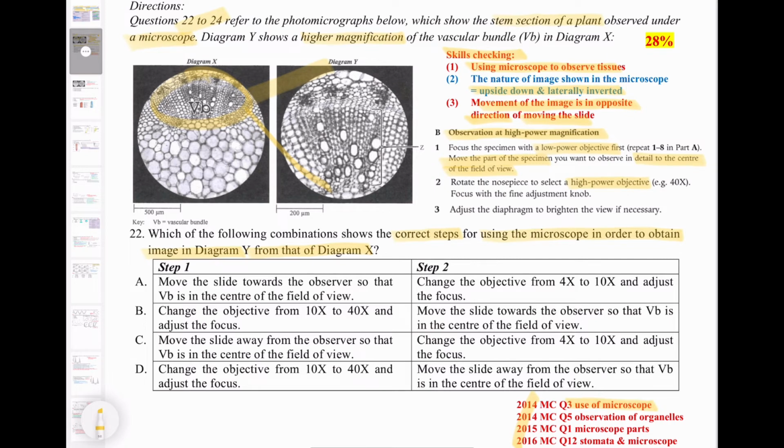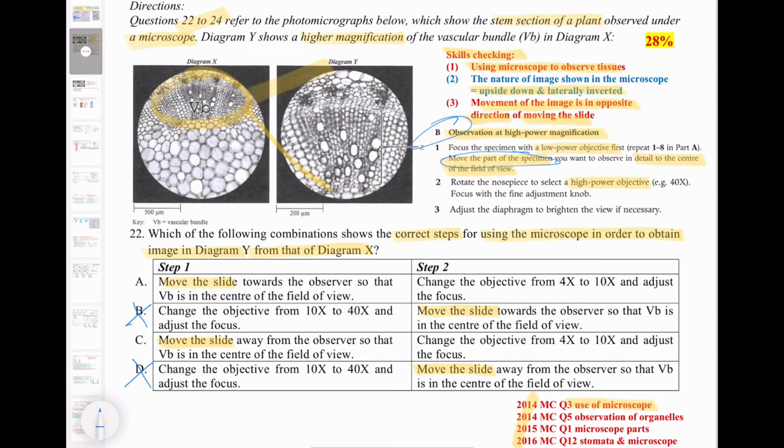There are two types of answer. Option A and C, we move the slide first. Option B and D, we move the slide later. Because I have already talked about how we can observe at a high power magnification, we need to move the part of the specimen we want to observe in detail. That's why we can say goodbye to option B and D, because we should move the slide first.